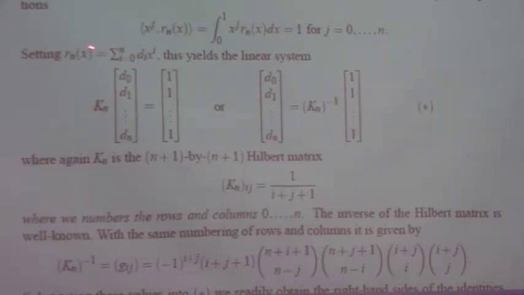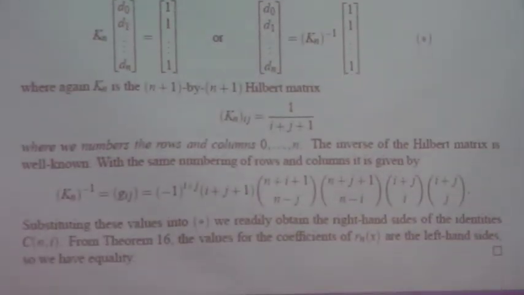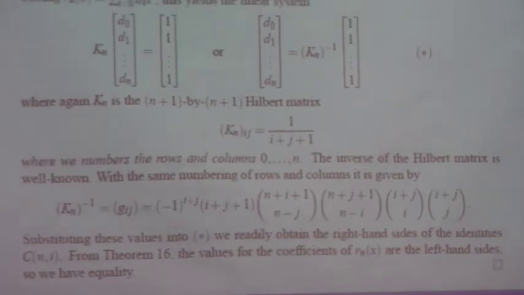But we know what the d's are, right? The d's are the coefficients of R sub n, which we've already determined. And we know what the entries of K sub n inverse are, right? These are the entries of the inverse of the Hilbert matrix. So applying what we know, that simply says that this complicated expression on the right-hand side is the ij entry of the inverse of the Hilbert matrix with our number in.